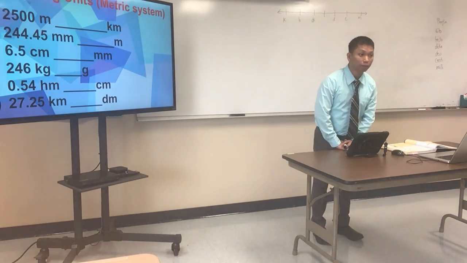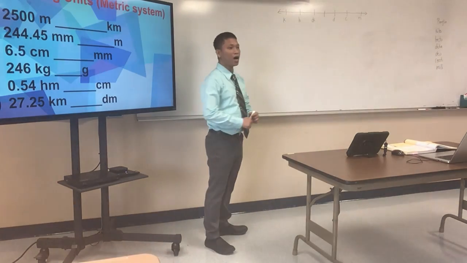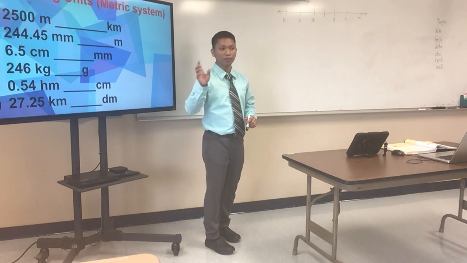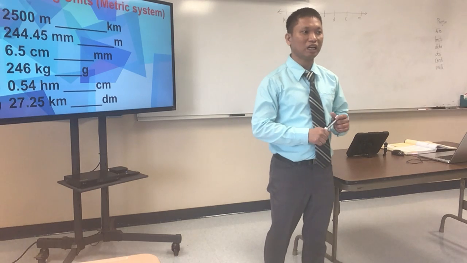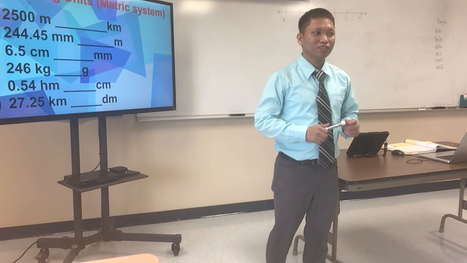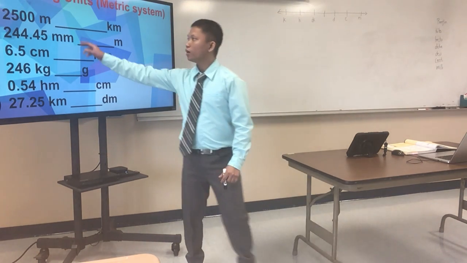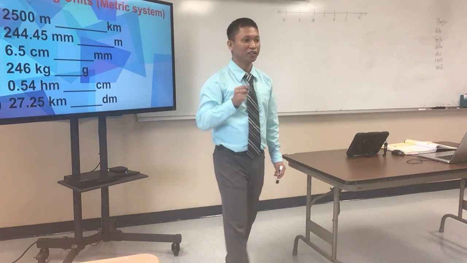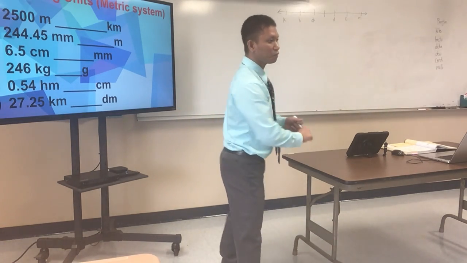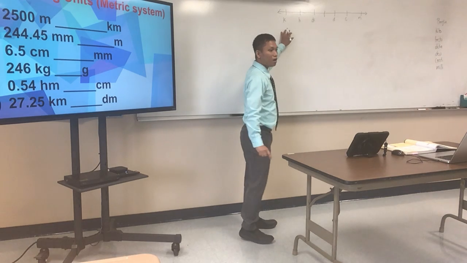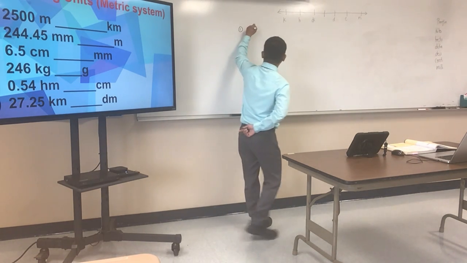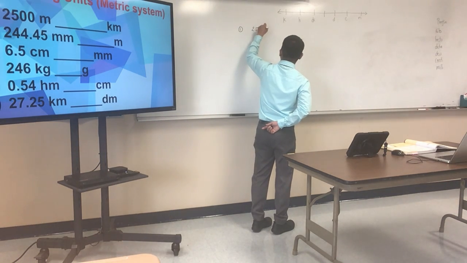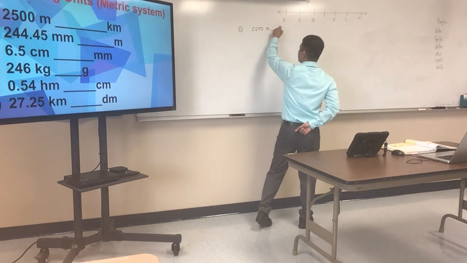2.5, 2.5. Okay, so this is how. Isn't it 1 kilometer? How many meters are there in 1 kilometer? 1,000. That's 1,000. So 2,500 meters, you just go over 3 places.